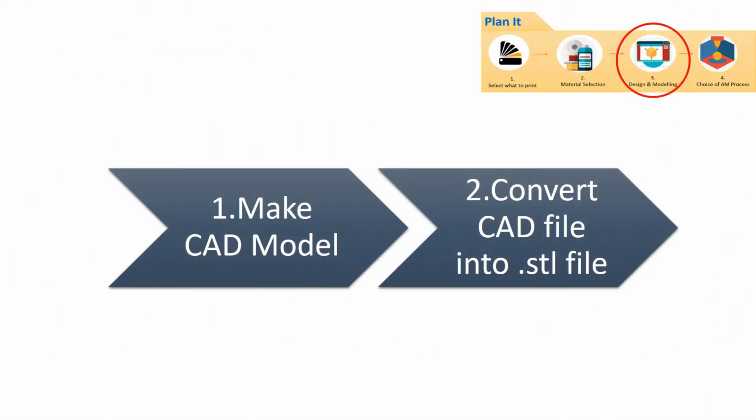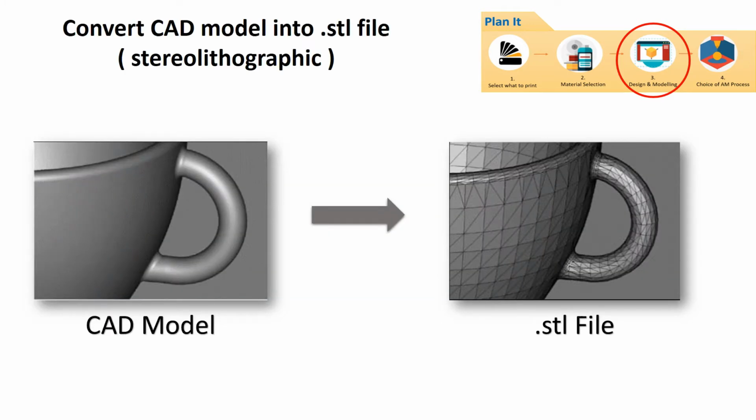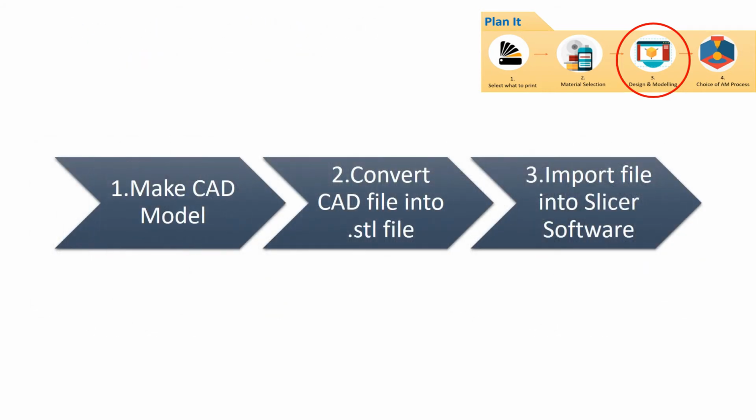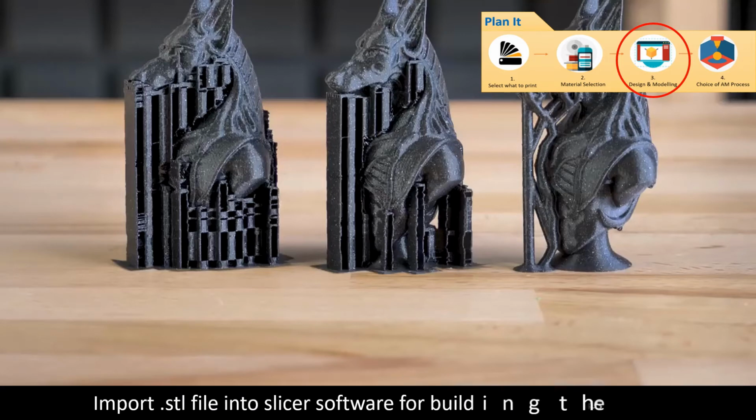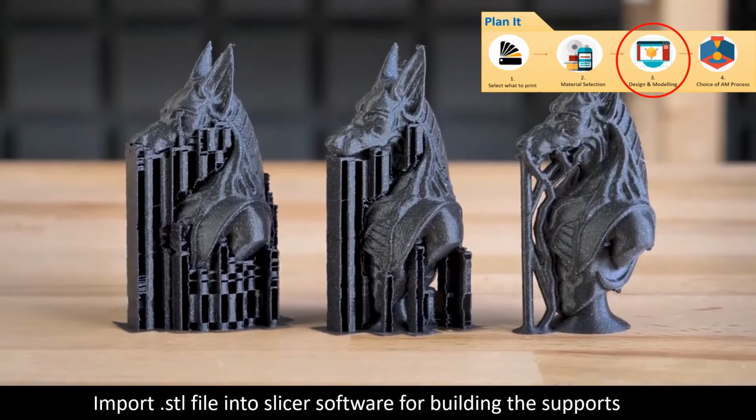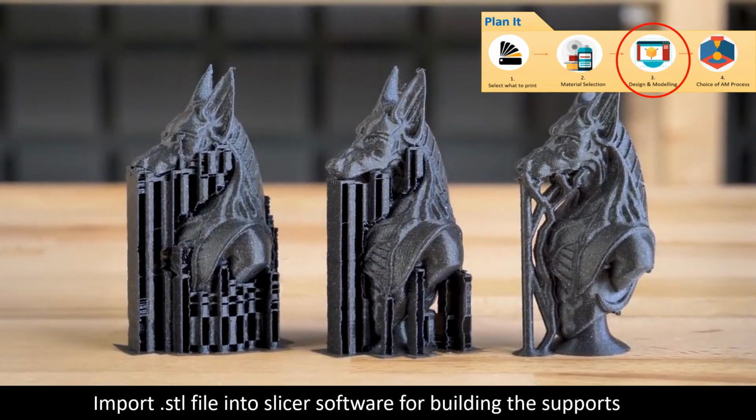Second step is the conversion of the CAD model into the .stl file. In this step, we need to convert the CAD model into an STL file. STL uses polygons to describe the surface of an object. There are several model limitations that should be considered before converting a model to an STL file, including physical size, water tightness, and polygon count. Import .stl file into Slicer software for building the supports.